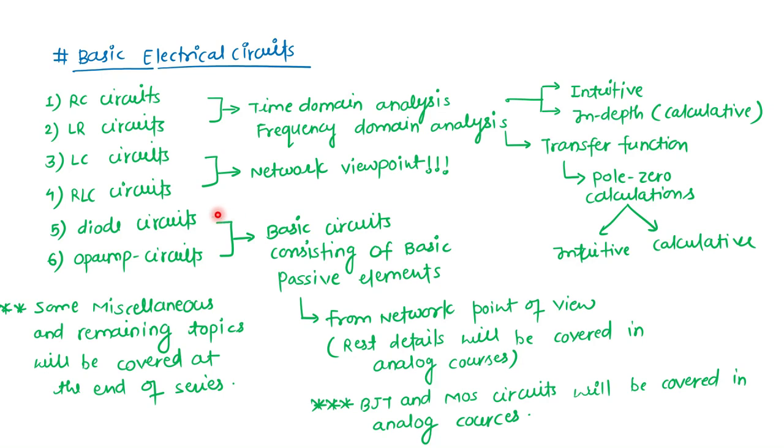Here we will see most things from the electrical network viewpoint, not from the analog viewpoint. So the op-amp will also be covered just from the network possibilities. The other applications of the op-amp will be covered in the analog courses only. I have mentioned BJT and MOS circuits here too, but they will be covered in the analog courses only. I'm also planning where to start the analog from the very fundamentals, and when we start we will see. And if some concept or topic is left, we will cover it in the miscellaneous part at the end of the series.